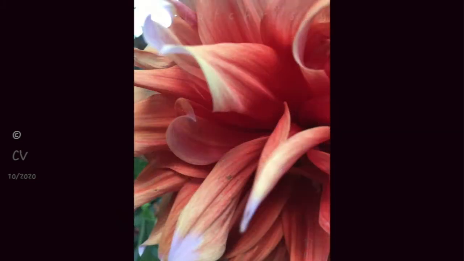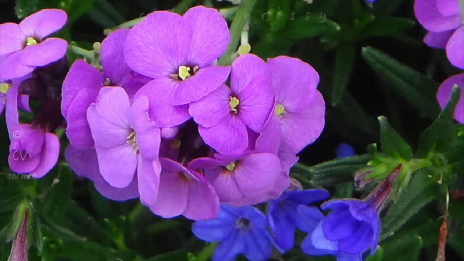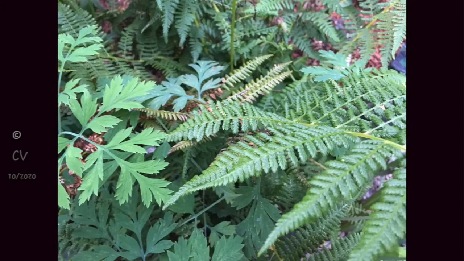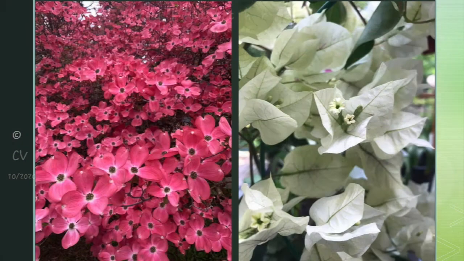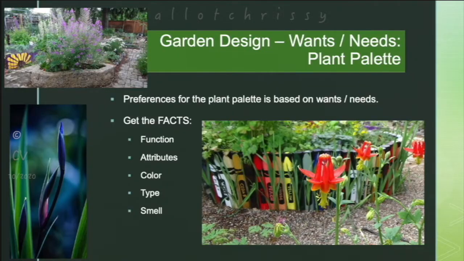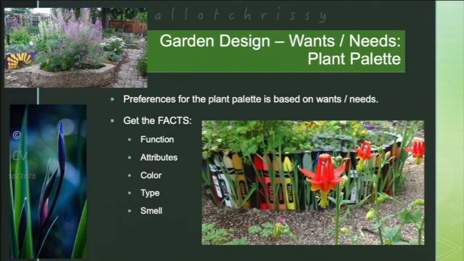Once the garden is set up for access, the gardener can focus attention on making good plant selections that meet their particular needs. Find out the preferences for the plant palette based on wants and needs. To do this, I want to get the facts. That's the function, attributes, color, type, and smell. What are the preferences? We're going to adapt the plants to the needs of the gardener. What function do they want the plants to serve? What attributes would they like the plants to have?